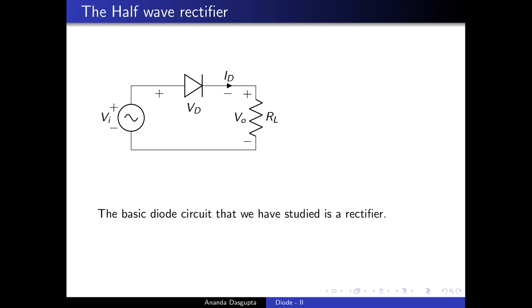It's a sinusoidal voltage source, which could be, say, a sinusoidal function generator, or could be an AC source coupled to the circuit via a transformer. But ultimately, it's a sinusoidal source which is connected in series to a diode and a resistance. And the voltage across the resistance is the output. So this is the basic diode circuit that we had studied, and as I said, this is our rectifier.